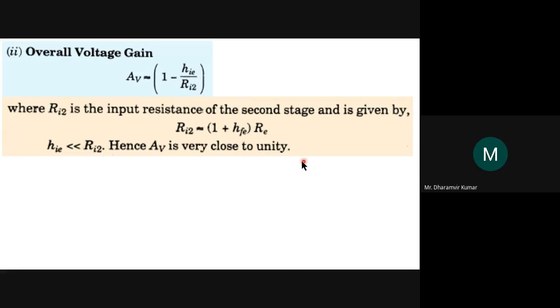Okay, so this Ri2 is given as 1 plus hfe Re. Remember Re was the resistance that was there in the emitter terminal. hfe, what is this? This is the beta. So you can ignore 1 with respect to hfe, or you can keep it here, no issue.